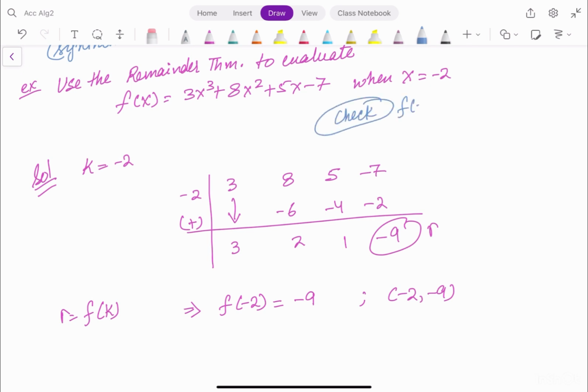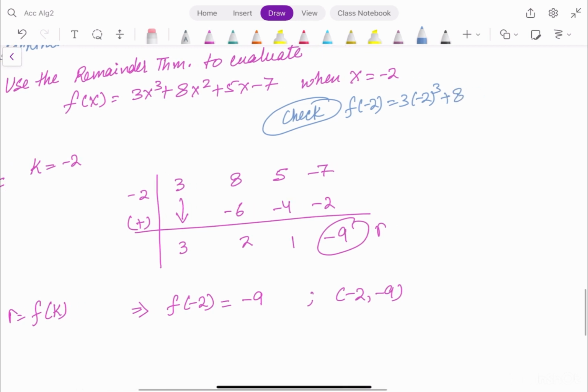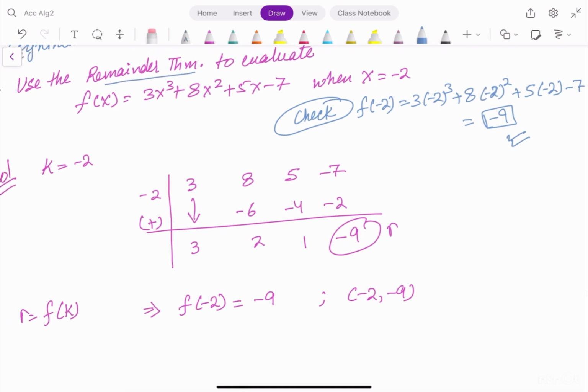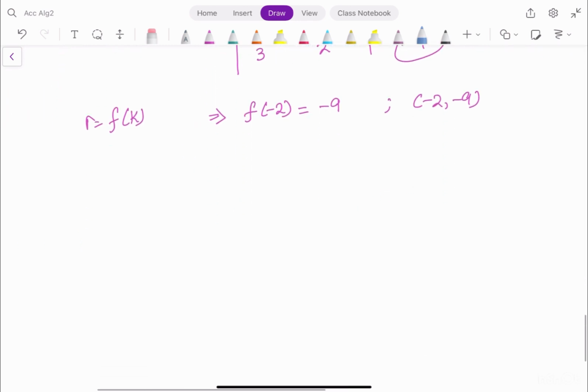And can I check this? Yes, we can check by plugging it into f of -2. That's what I just wrote, but I'm just showing you how I got -9. I plugged the value of x as -2 into the whole original function, and when you solve it, you will get -9. So this is the gist of the remainder theorem, right? The last term after vertical addition is the remainder, and that remainder should be the same if you plug the value of k into the original function.